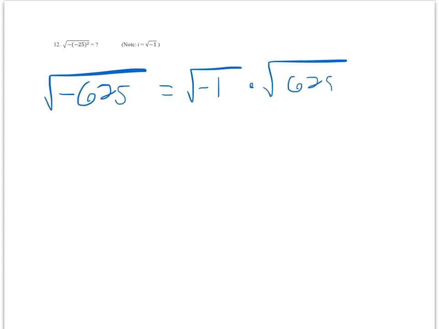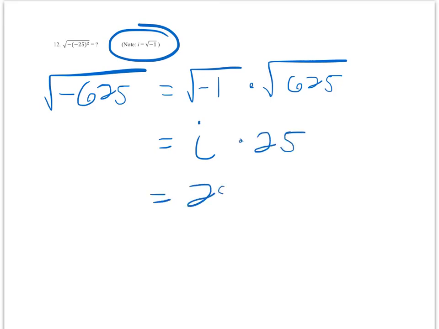Number 12. You're supposed to simplify this. A -25 squared is going to be a positive number. A negative times a negative is a positive. 25 squared is 625. We could break -625 into the square root of -1 times the square root of 625. The square root of -1, as noted, is i. It's an imaginary number. The square root of 625, using a calculator, is 25. So this answer is 25i, where i is an imaginary number.